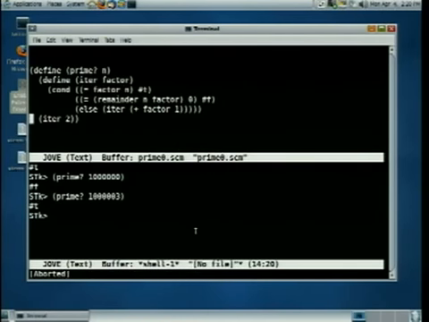Wait. Yeah, I'm in the right window. Helps if you spell it right.